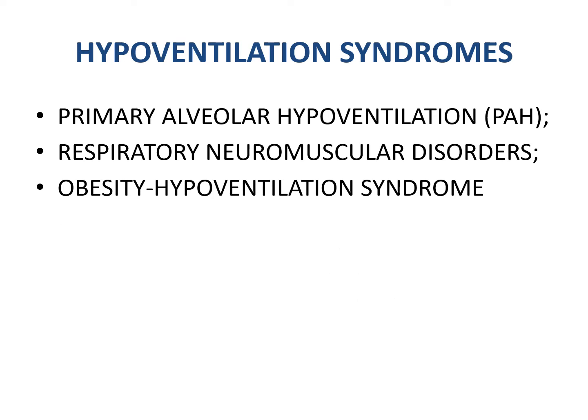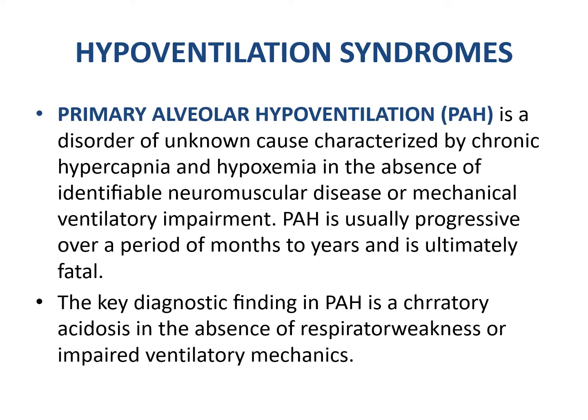Hypoventilation syndromes are primary alveolar hypoventilation, PAH, respiratory neuromuscular disorders, and obesity hypoventilation syndrome. Primary alveolar hypoventilation is a disorder of unknown cause characterized by chronic hypercapnia and hypoxemia in the absence of identifiable neuromuscular disease or mechanical ventilatory impairment. PAH is usually progressive over a period of months to years and is ultimately fatal. The key diagnostic finding in PAH is a respiratory acidosis in the absence of respiratory weakness or impaired ventilatory mechanics.